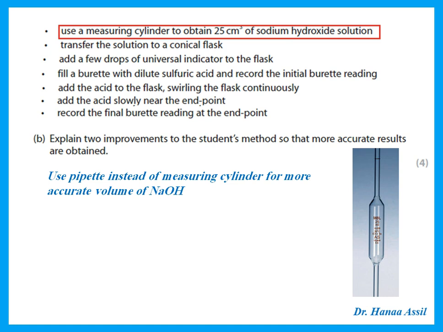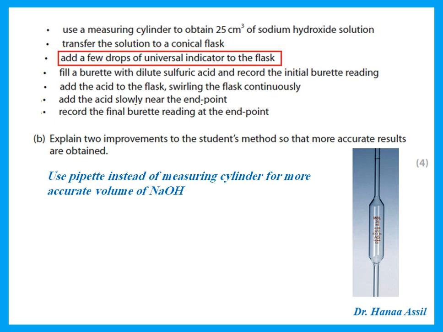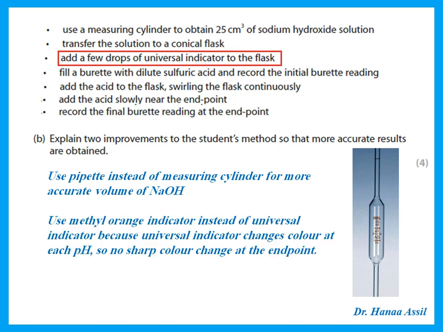Okay, let's take a look at the procedure again and see what can we improve. Well, what did he do? He added a few drops of what? Which indicator is he using? He's using universal indicator. You have to remember, we never use universal indicator in titration. Remember, universal indicator is something that changes color at each pH. So I cannot use universal indicator. I need to use something like methyl orange or phenolphthalein or thymolphthalein, for example, okay?